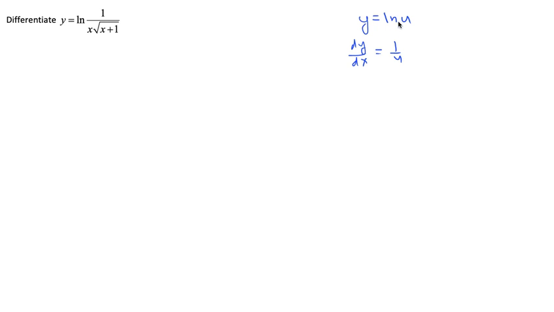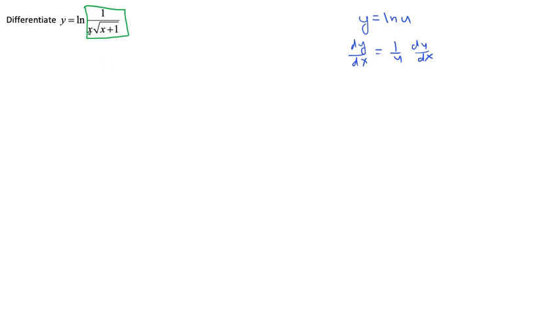But by the chain rule, we have to take the derivative of whatever that inner function is. In this case, this here will be our u term. So that's one option. We can do that, and certainly we should be able to find the derivative of 1 over x times radical x plus 1.